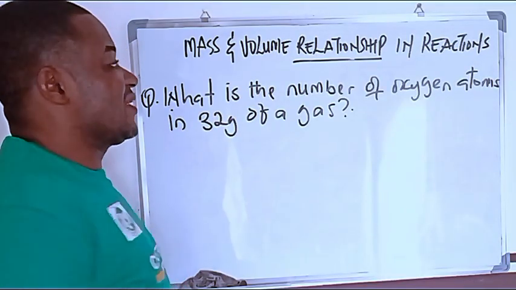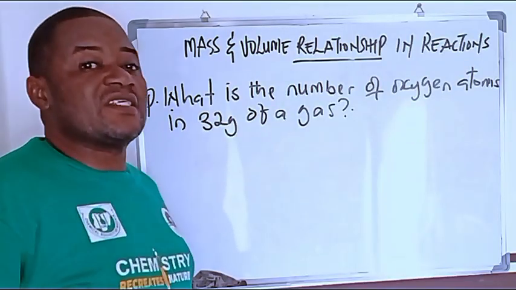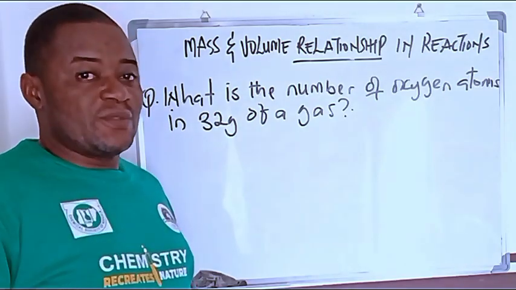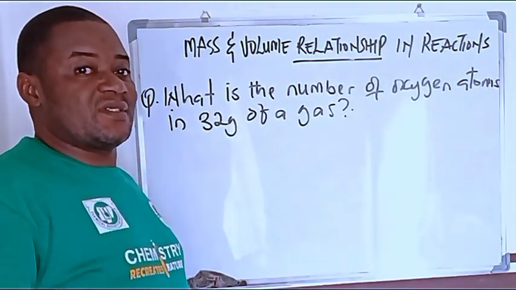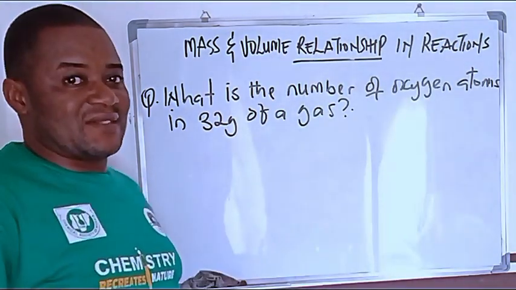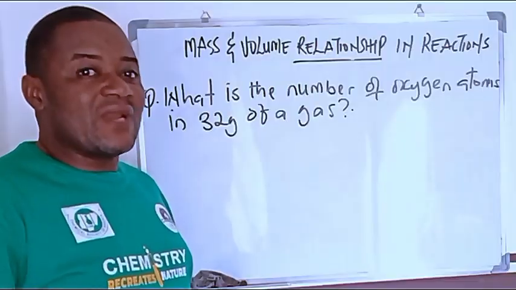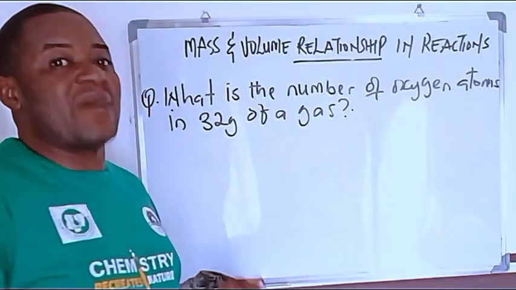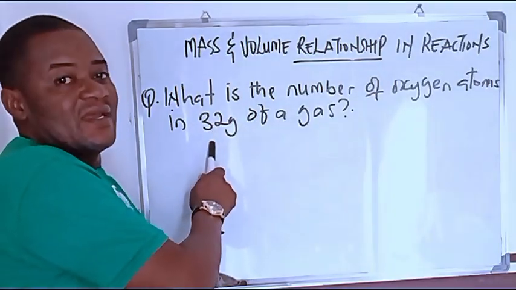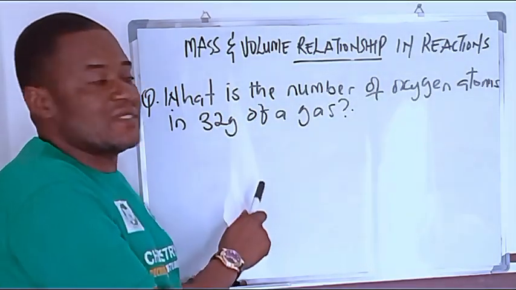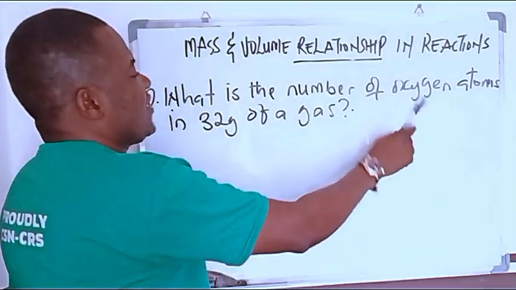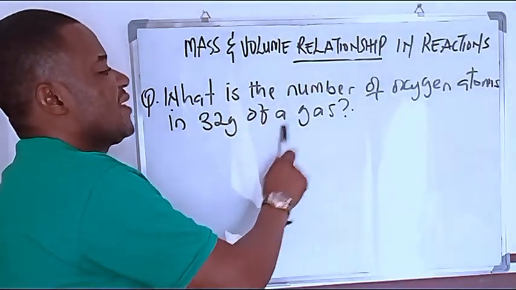Alright, so remember that oxygen itself is a gas. So when we are looking at the number of oxygen atoms, it's more like we are looking at the number of moles of oxygen atoms in 32 grams of a gas. So this is a gas, more like volume, and we're talking of 32 grams here, mass. It's simple. We are given only one figure here, this 32 grams. How do we go about solving this problem? What is the number of oxygen atoms in 32 grams of a gas?